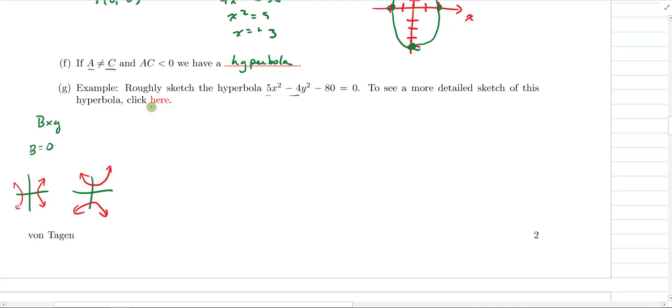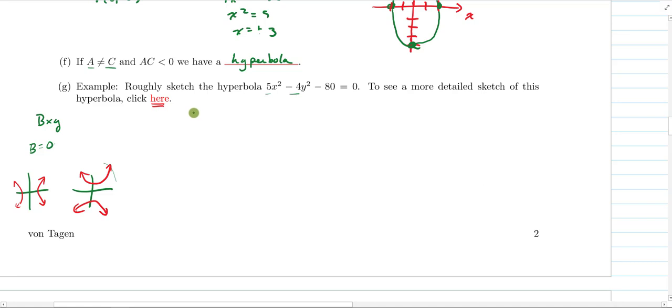If you'd like more information about hyperbolas, go ahead and click the link, which pulls up the textbook information on sketching hyperbolas much more carefully than what I'm about to do. But all I'm going to do is decide which of these two scenarios I'm looking at in this example. So here we've got the hyperbola 5x squared minus 4y squared minus 80 equals 0.